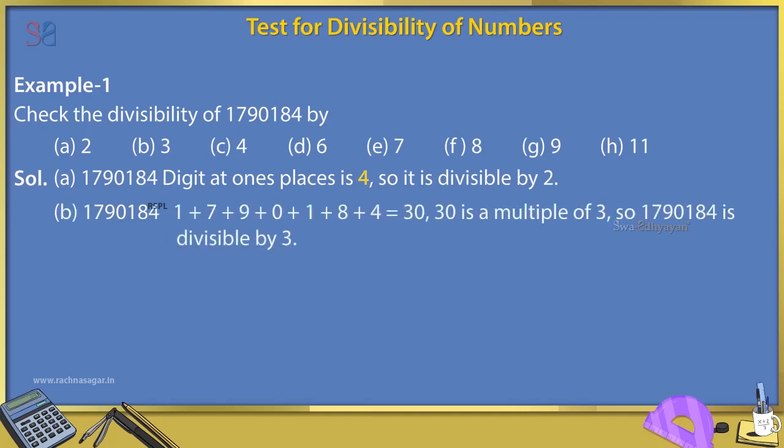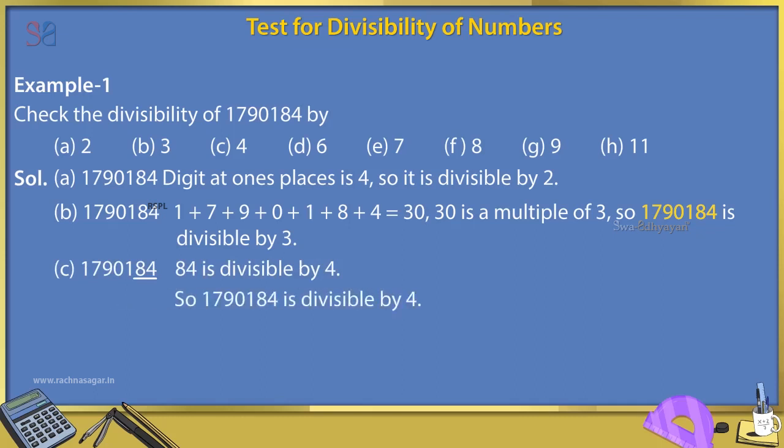B. 17,90,184: 1 plus 7 plus 9 plus 0 plus 1 plus 8 plus 4 is equal to 30. 30 is a multiple of 3. So, 17,90,184 is divisible by 3. C. 17,90,184: 84 is divisible by 4. So, 17,90,184 is divisible by 4.